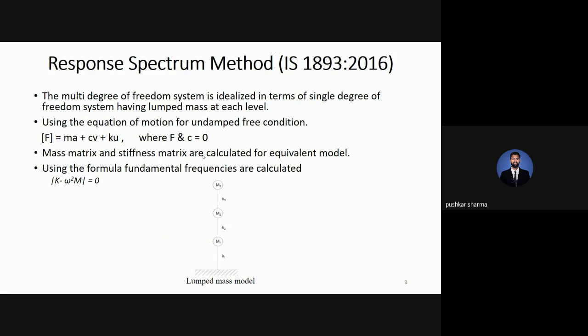The second is the response spectrum method. In this method, the multi-degree of freedom system is idealized as a single degree of freedom system, having a lumped mass at each level. Using the basic equation of motion for an undamped free condition, we analyze the structure. In this, the mass and stiffness matrices are calculated for the equivalent model, and using this formula, the fundamental frequencies are calculated.